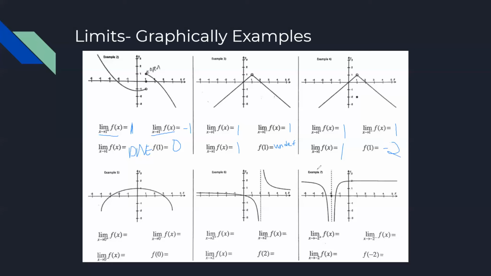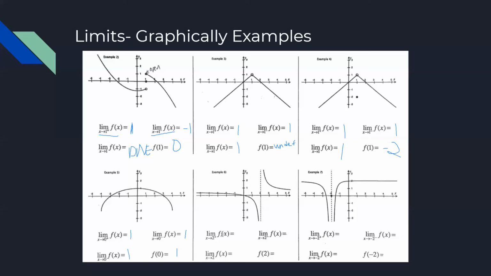Limit as x approaches 0 from the right, that's 1. From the left, 1. Therefore, the limit is 1, and f of 0 is 1. So it's continuous, and the limit exists.